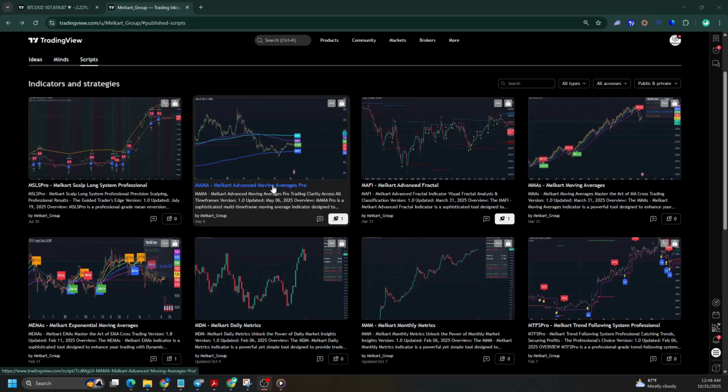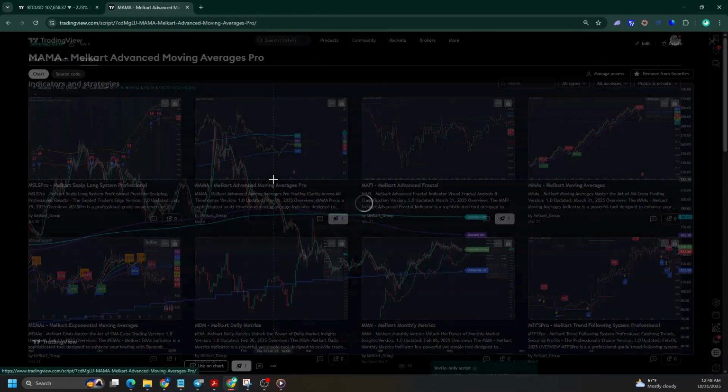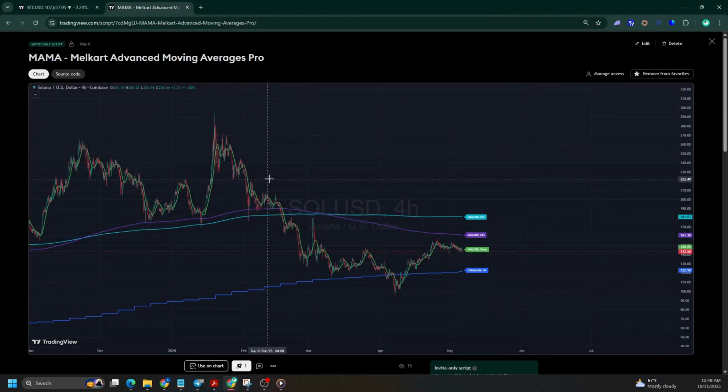Milkart Advanced Moving Average Pro is the indicator we're going to look at today. It's a simple yet very useful indicator. I always have it on my own chart, and we'll dive into it.